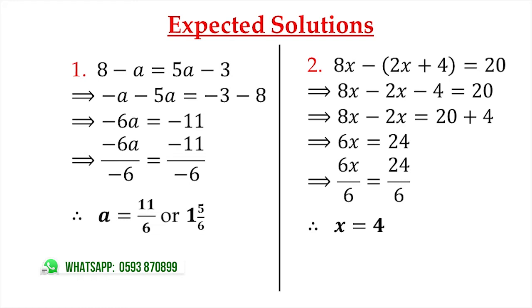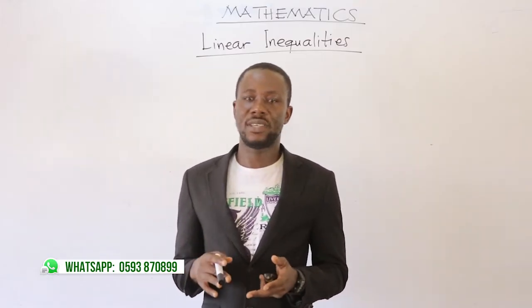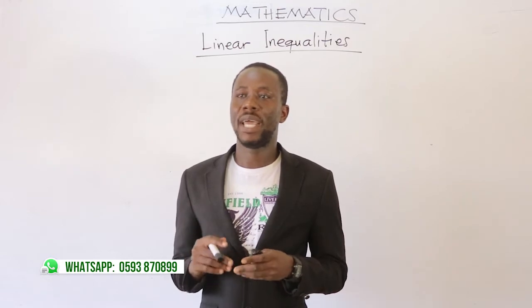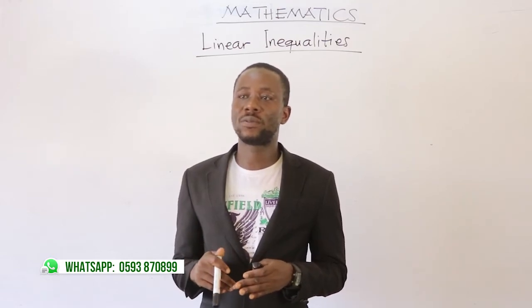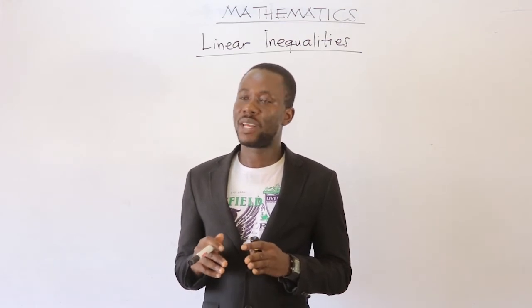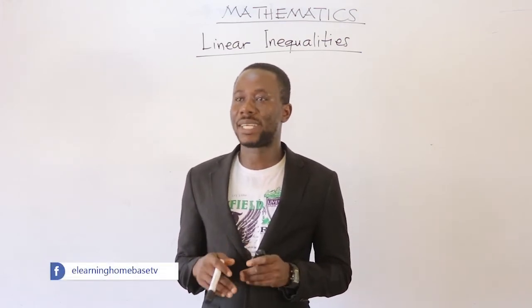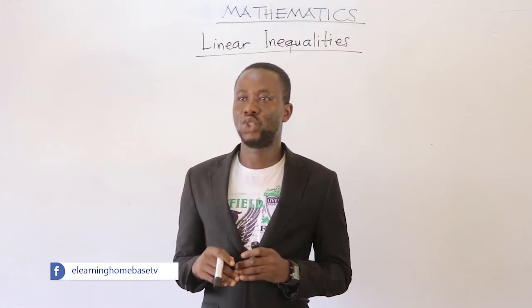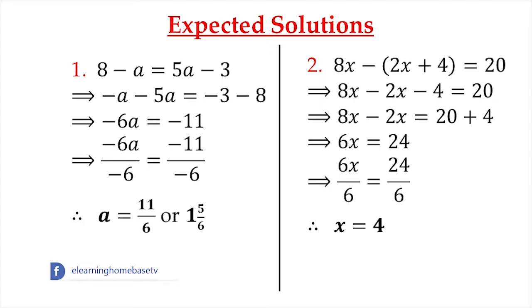Let's move on to question number 2. 8x minus, into bracket, 2x plus 4 equals 20. With this one, it's an equation which involves brackets. So whenever an equation involves brackets, as usual, you expand. You expand to remove the brackets. So first I have to expand the brackets.